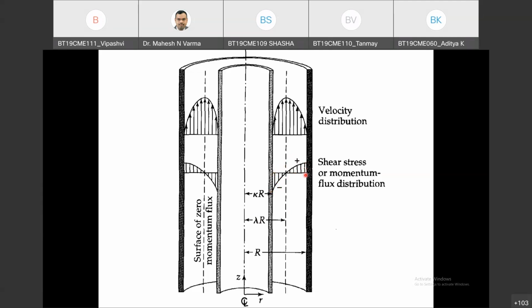Now here the only thing is, if you take the shell in this region between kappa r and lambda r, you can also consider a shell in this other region. You can consider a shell in this region. What will be the difference between these two? If I take a shell in this region and a shell in this region, is there any difference?